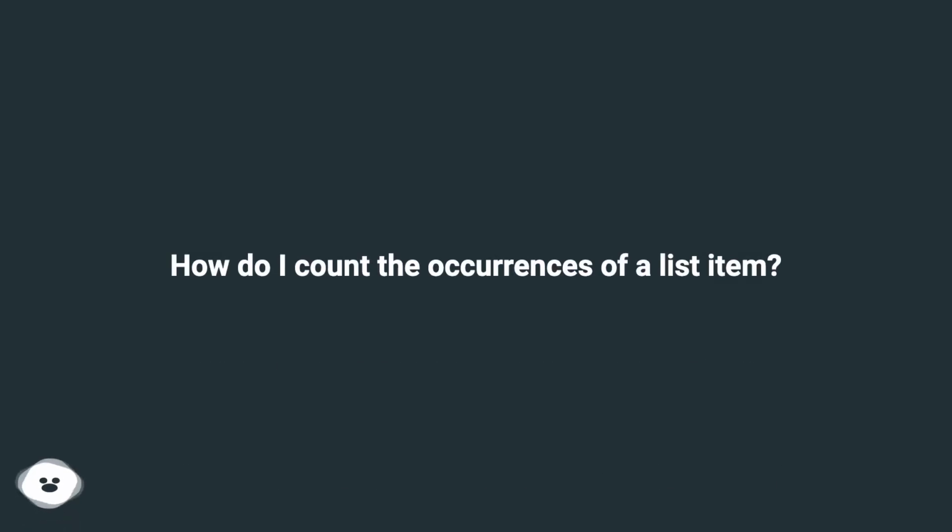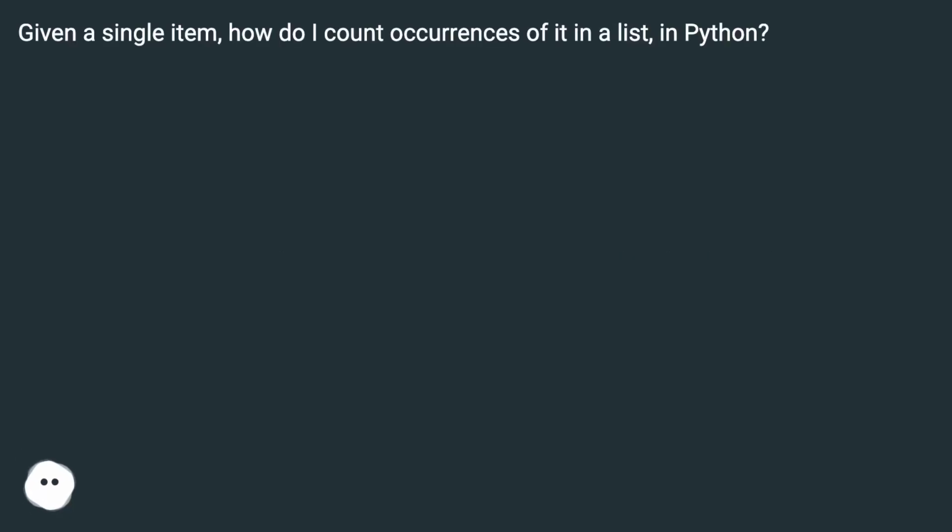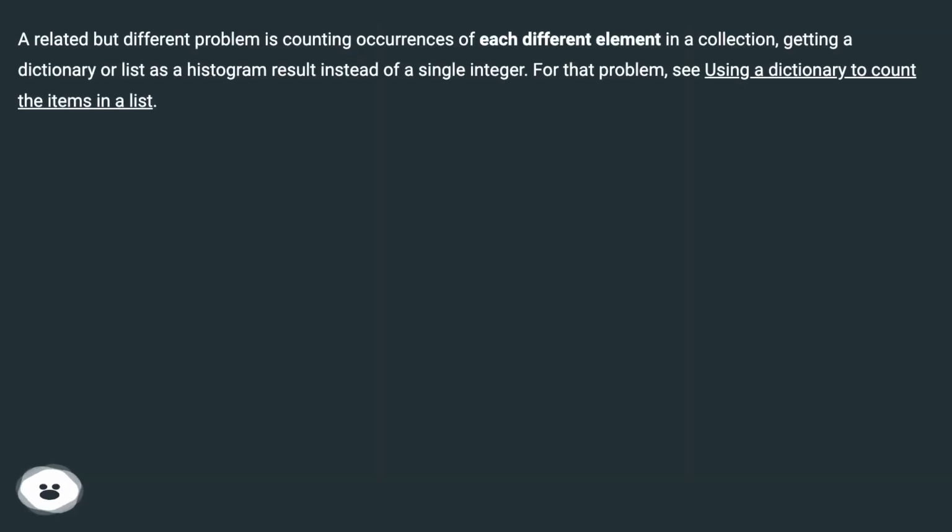How do I count the occurrences of a list item? Given a single item, how do I count occurrences of it in a list, in Python? A related but different problem is counting occurrences of each different element in a collection, getting a dictionary or list as a histogram result instead of a single integer. For that problem, see using a dictionary to count the items in a list.